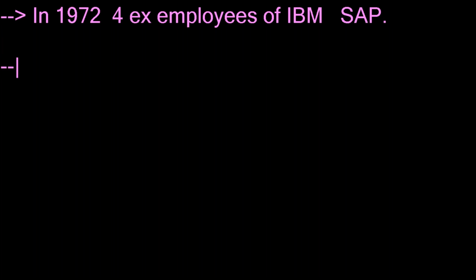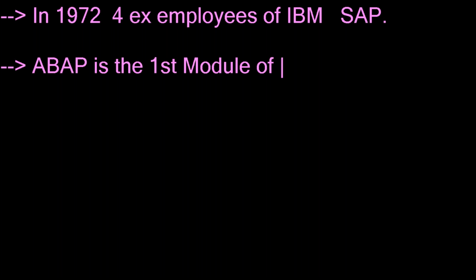First, they developed one coding language. After SAP started in 1972, they developed one coding module, that is ABAP. ABAP is the first module of the SAP company. ABAP stands for Advanced Business Application Program. This is the first module of SAP.